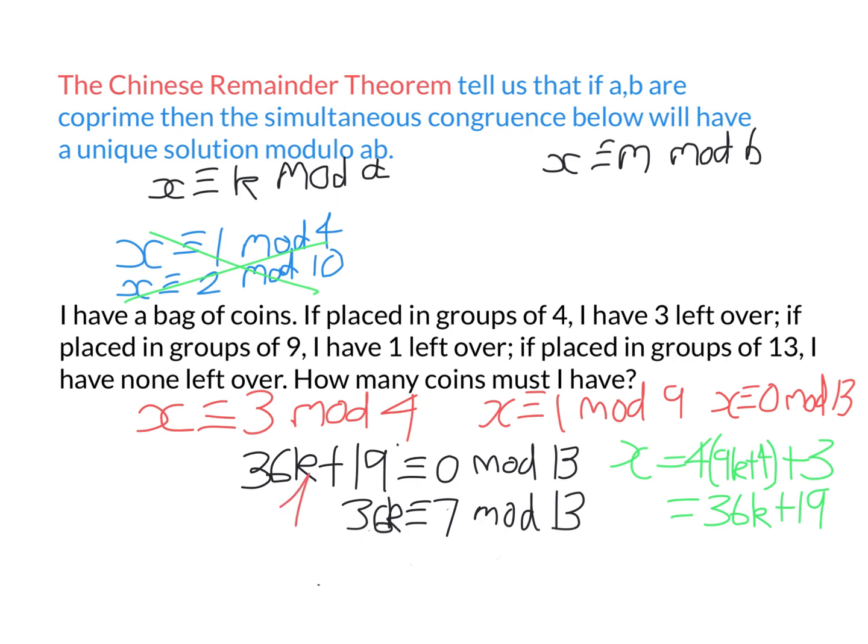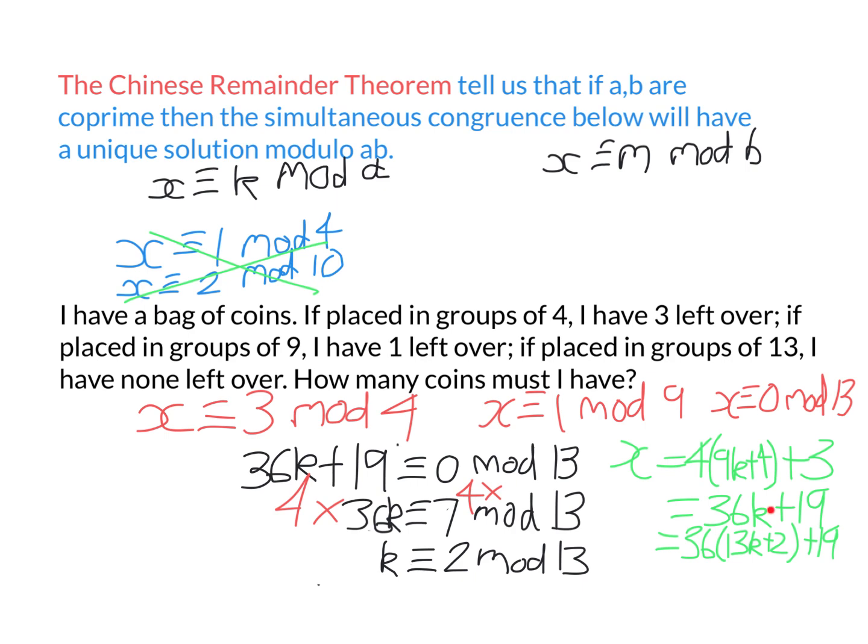So what I'm going to do is multiply each side by 4. So what I get here, 4 times 36 is equivalent to 1 mod 13, so I get k by itself. 7 times 4 is 28, so that gives me 2 mod 13. So I found before that I want my integer x to be of the form 36k plus 19, but I also want it to be now of the form 13k plus 2. So I'm going to take my k and replace it with 2 mod 13, or 13k plus 2.